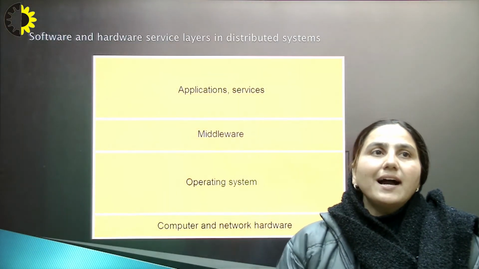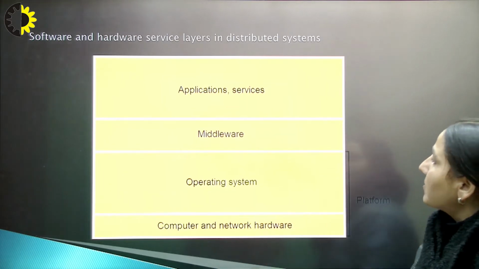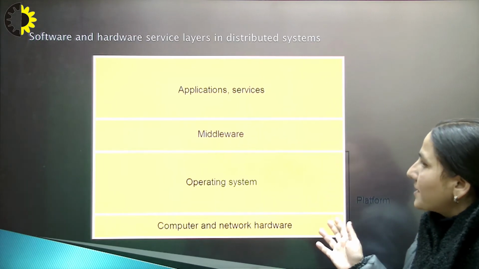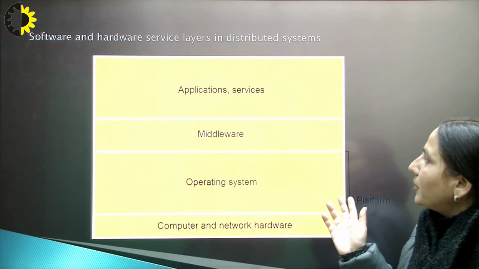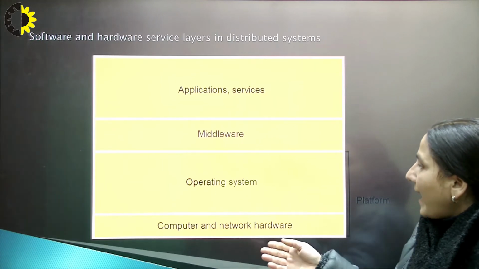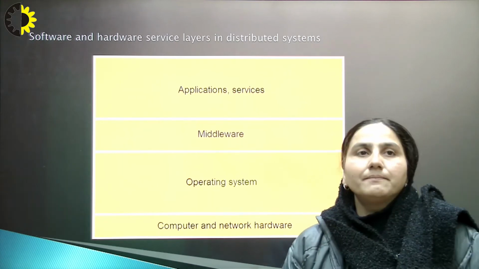So this is basically the architecture which shows the software and hardware service layers in a distributed system. At the topmost layer we have the different applications and services. Then there is a middleware between the operating system and the application services, and at the lower level we have the computer and network hardware.